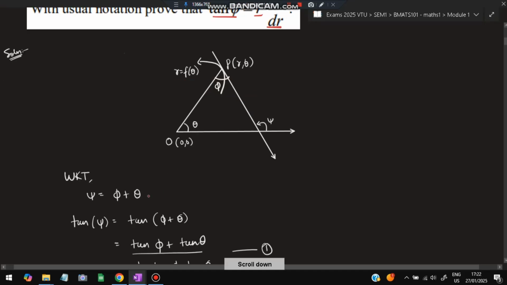The first step you need to write is psi is equal to phi plus theta. This angle is nothing but the sum of the interior angles. This is the property of a triangle: the exterior angle is equal to the sum of the opposite interior angles. So we'll be writing these two things.